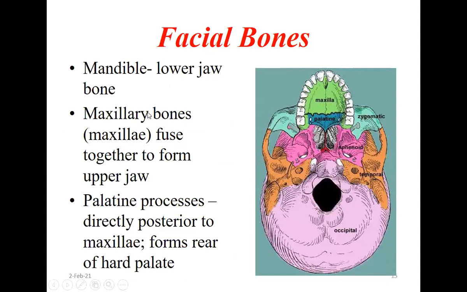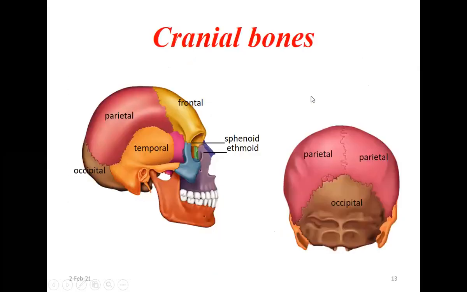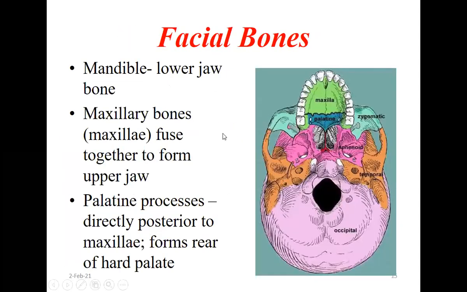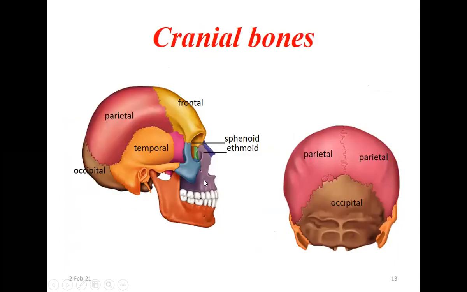Then we have the maxillary bones. Here you can see the maxillary bones. This is called the maxilla on either side. There are two bones here. All these bones are in pairs except the mandible, which initially was a pair, then later fuses in the center. So this is the mandible, and this is the maxilla on either side. The maxillary bones fuse together to form the upper jaw. As you can see here, this is the maxilla forming the upper jaw, and this is the mandible which forms the lower jaw.